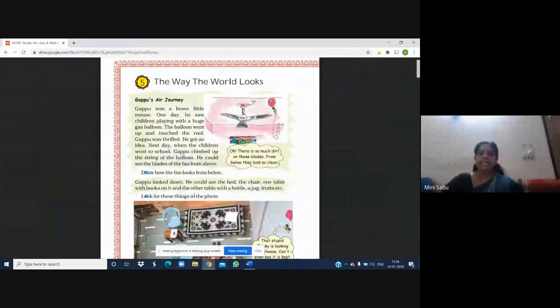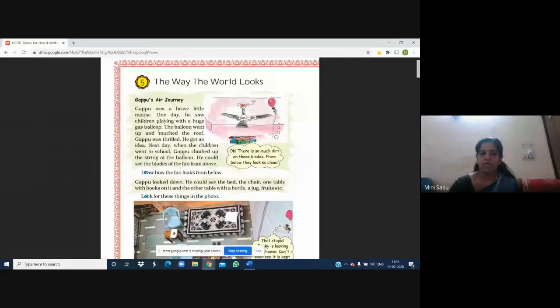This is lesson 5, the way the world looks. This is a very interesting incident of Gappu's air journey. So let us enjoy this a little bit. At the same time, you will get something to study also. Gappu was a brave little mouse. Who is Gappu? Gappu is a brave little mouse.